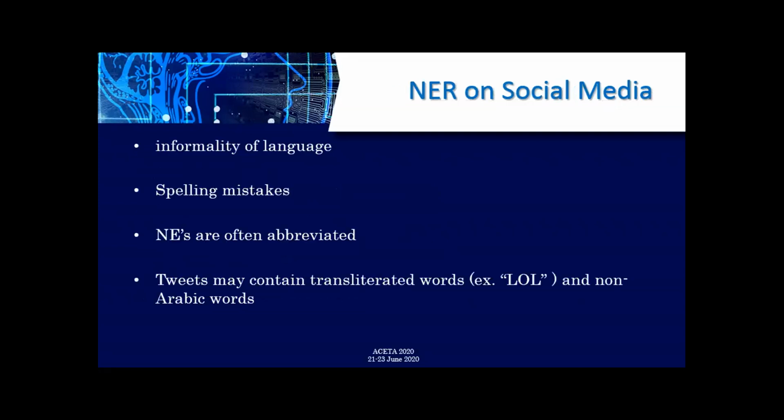NER in social media for Arabic adds other challenges, such as microblogs often being characterized by informality of language, the ubiquity of spelling mistakes, and named entities often being abbreviated. Tweets may contain transliterated words like lol or non-Arabic words, particularly hashtags.